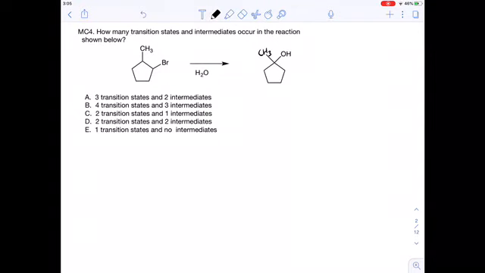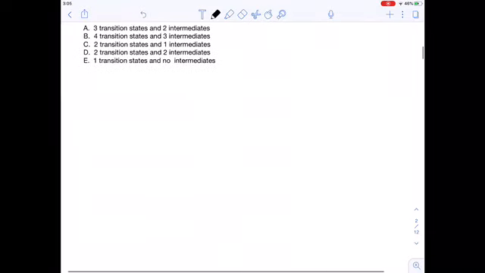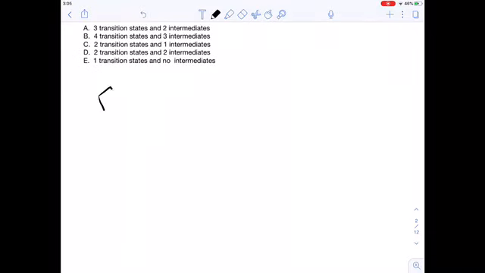Whenever you see how many transition states and intermediates occur in this reaction, you're going to want to draw out the entire mech. To figure out which kind of mech this is going to follow, you want to distinguish what kind of reaction it is. You see Br is a good leaving group, and you see that you have a polar protic solvent, H2O, which can also act as a nucleophile. So most likely this is going to be an SN1 reaction. Let's get started with the mech, which I'm sure you have done a million times by now.